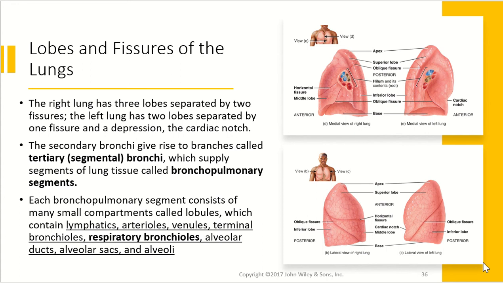Each of these bronchiopulmonary segments is going to consist of several small compartments called lobules, and these are going to contain lymphatics, arterioles, venules, terminal bronchioles, as well as respiratory bronchioles, alveolar ducts, alveolar sacs, and the actual alveoli themselves.